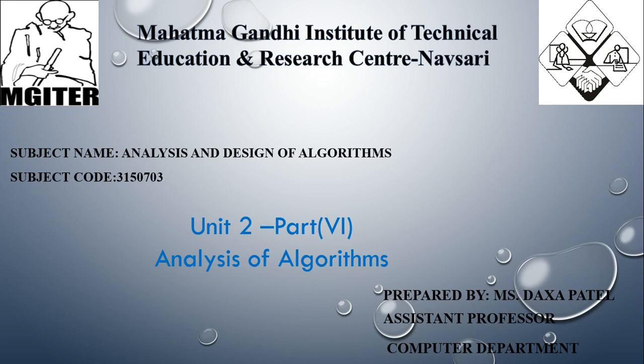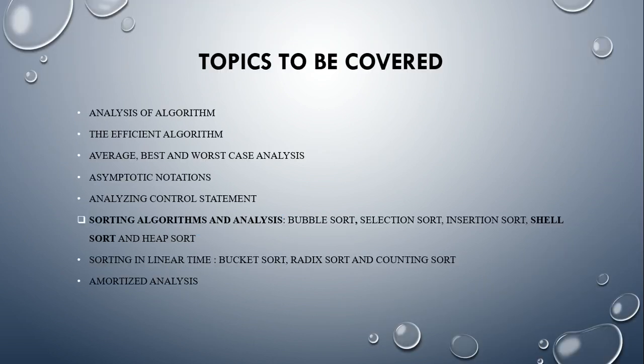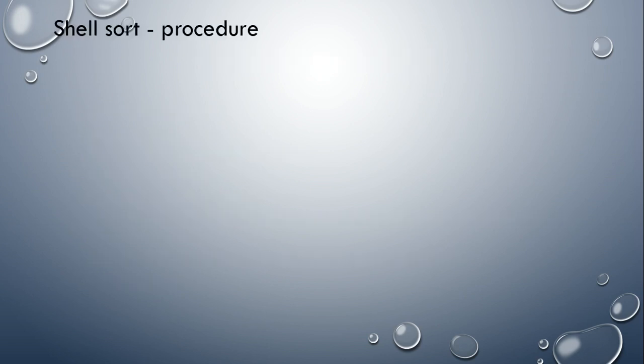Now today we are going to learn about part 6 of unit number 2, in which we are going to study the sorting technique, that is shell sort. First of all we see how shell sort works, and then after that write the code for shell sort and find the time complexity for shell sort.